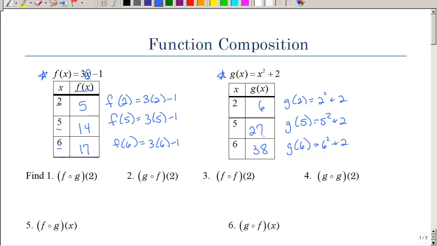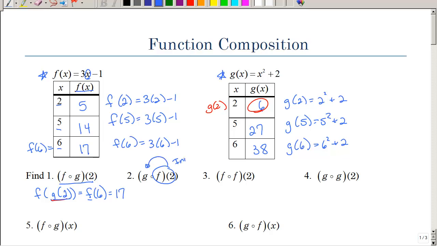But what happens if I ask you to find this? What does that mean? It means to find f of g of 2. So we start with g of 2, our input function. So we come over here and we go, well, what is g of 2? G of 2 is 6. So I can replace g of 2 with 6. Then I need to go to my f function and say, what is f of 6? It's 17. So you want to do this part first and then put it in there.